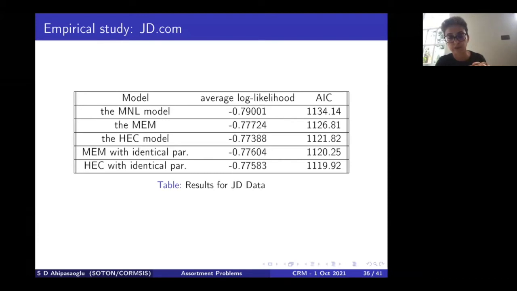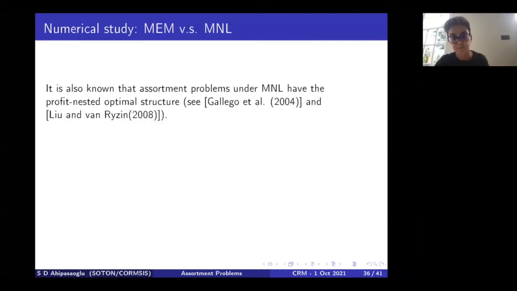The problem that we looked at, where we have assumed all the items on the assortment have identical parameters, can be quite realistic to be used.